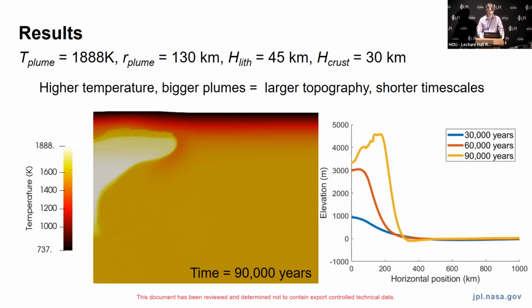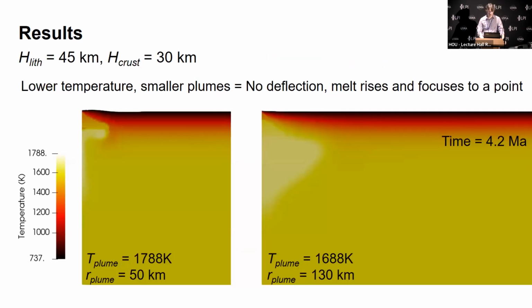More interesting is if you lower the temperature or have a smaller plume. Because of that viscous dependence on the strain rate, these less buoyant plumes, either a smaller initial plume or a colder initial plume, rise slower, don't form that viscous cap, and rise straight up through. So in that case, you don't get these corona rim topographies. Melt just rises and focuses to a point.